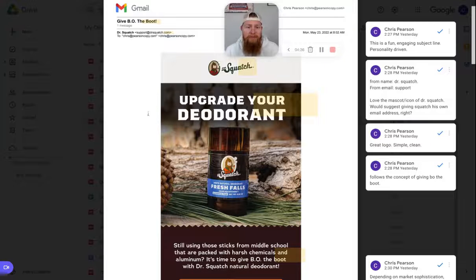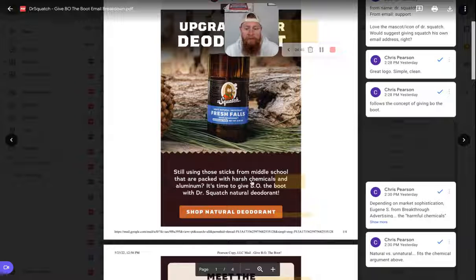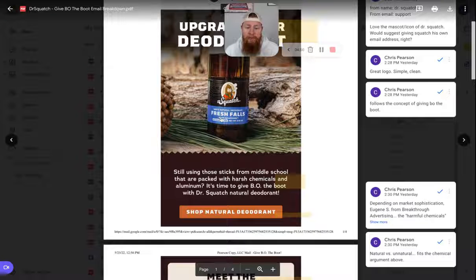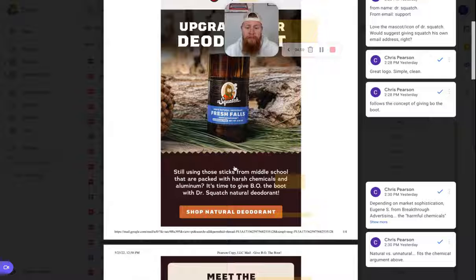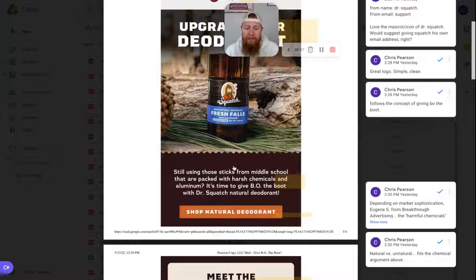My initial connection to BO was you smell, you're not clean, maybe your diet's different. There's other reasons why you might have BO, but harsh chemicals and aluminum are not what my brain connected to. I could be totally off here on the audience. This may be completely new to the men's market. They may not know that there are harsh chemicals and aluminum in certain deodorants, and this is a new thing for them. That could be the case based on research and data. But for me, that didn't come top of mind when I read this. I was like, oh yeah, I already know that.